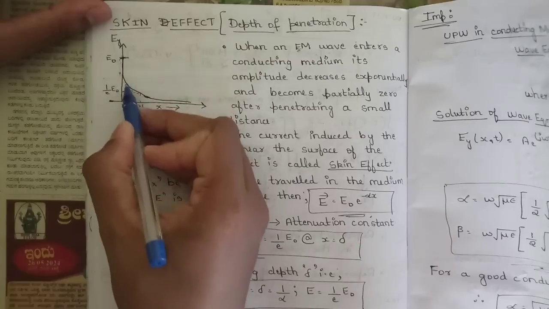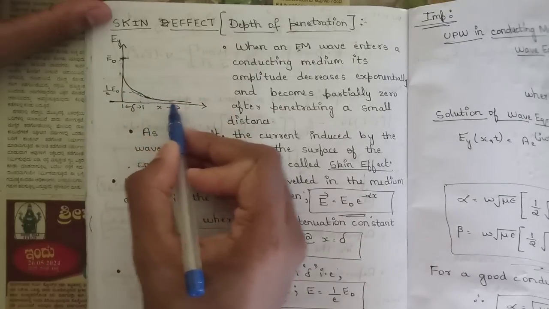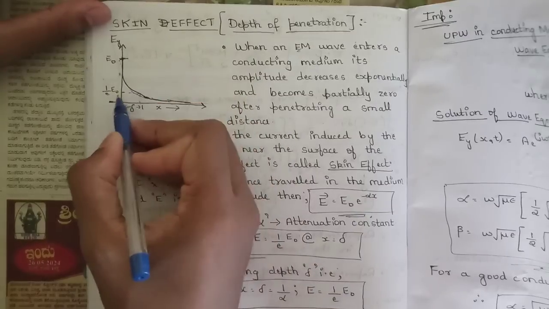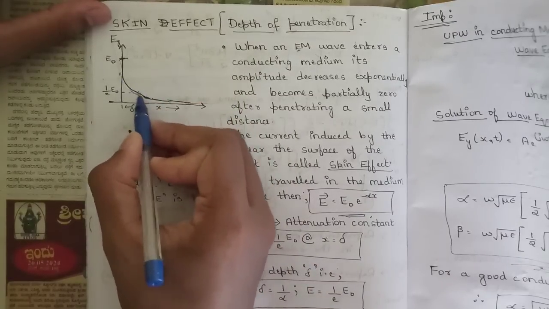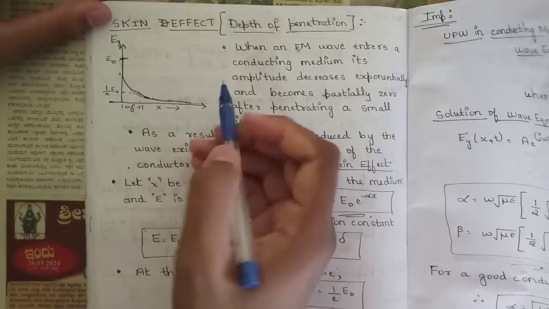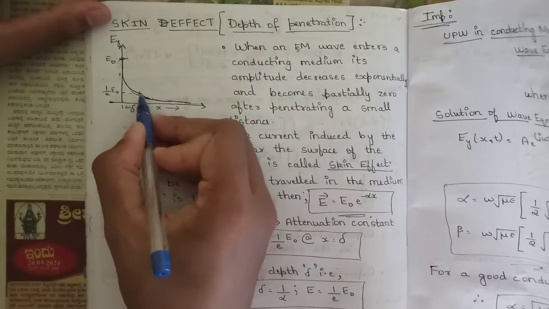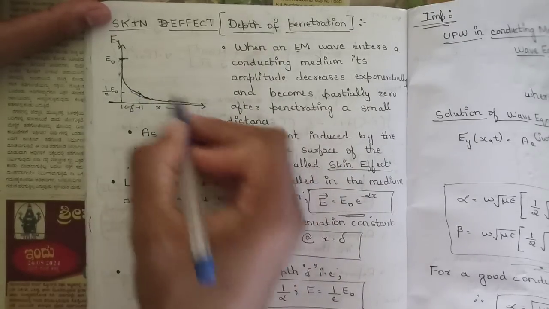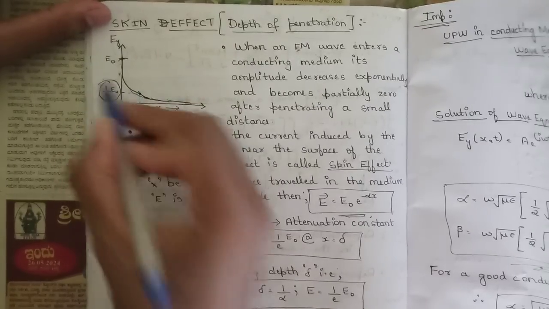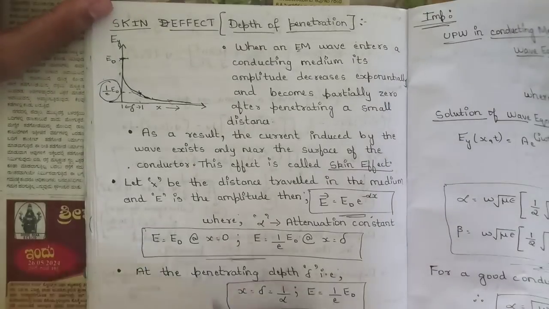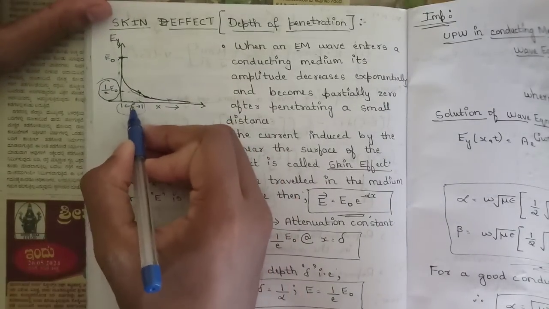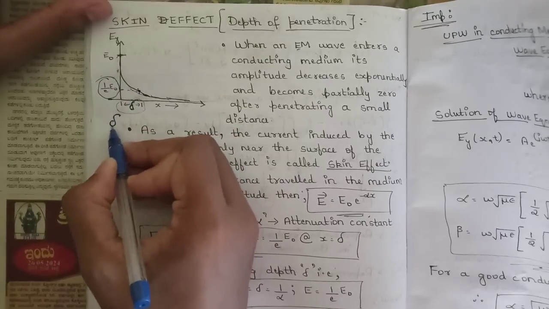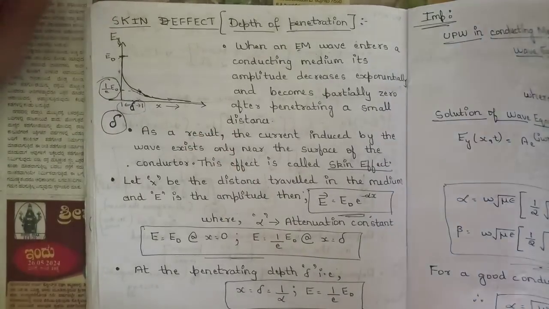You can see that it decreases exponentially and it reaches the point where it partially becomes zero. The point where the divergence takes place from the x-axis as well as the y-axis is called 1 by e times epsilon naught, and the length here is called the depth of penetration, and it is represented by delta. So this is delta, or we can name it the depth of penetration.